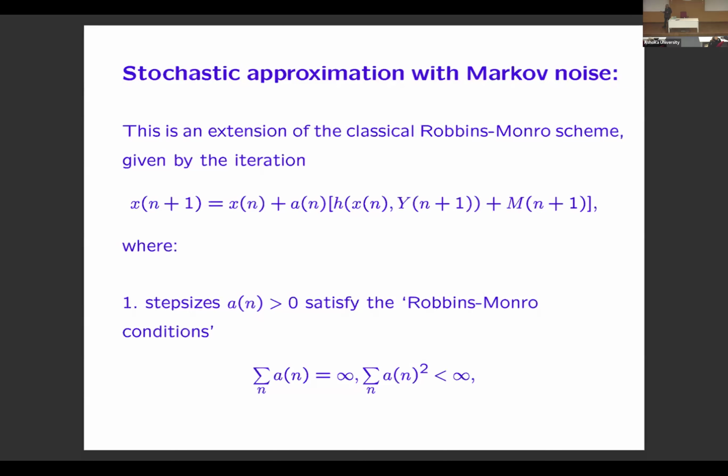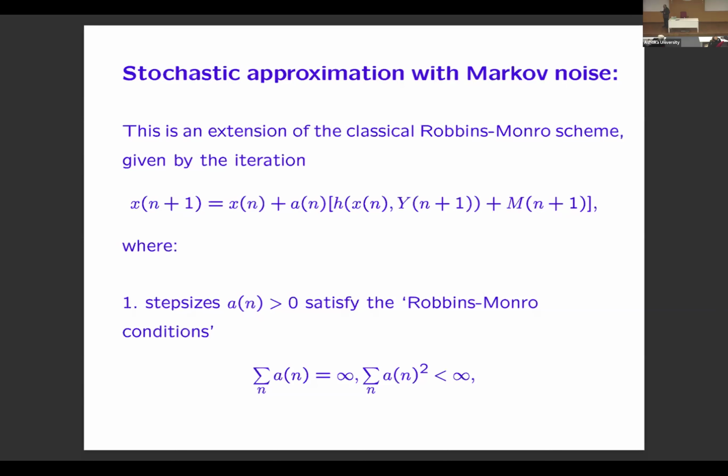Okay, so think of the algorithm as a noisy Euler scheme for solving a differential equation with decreasing step size. Given that, why can these two conditions be interpreted? Suppose M(n+1) is IID zero-mean Gaussian. Then this condition will imply that the sum of a(n) M(n+1) converges almost surely, because the total variance is finite.